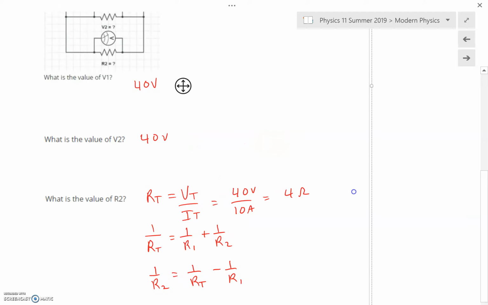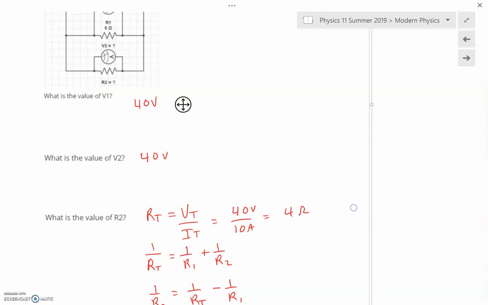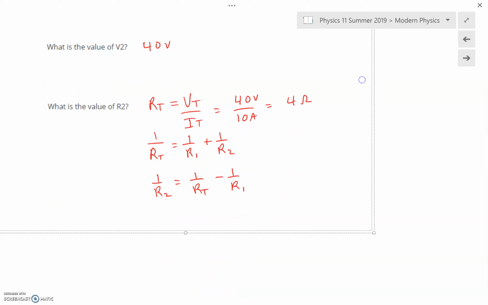Substituting in the values, knowing that the total resistance was 4 and the resistor R1 was 6, we can solve this by going 1 over R2 is equal to 1 over 4 minus 1 over 6. By using our calculator, subtracting 1/4 minus 1/6, and then taking the reciprocal of it, we find that the value of the resistor R2 must be 12 ohms.